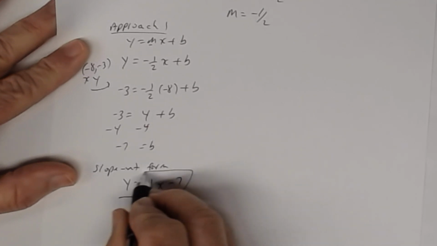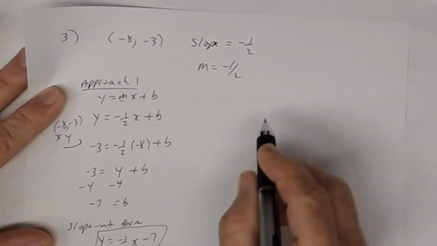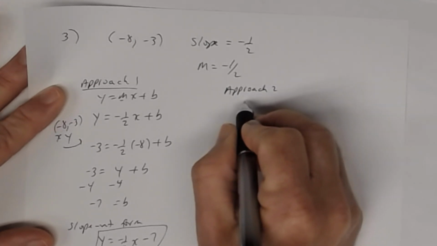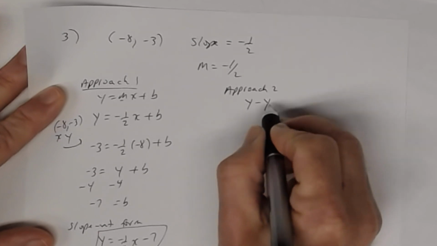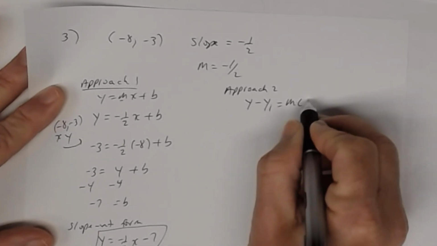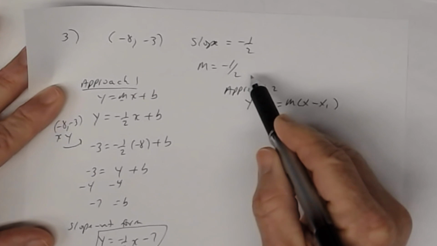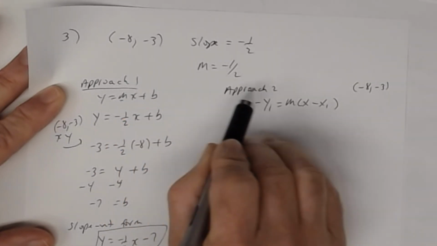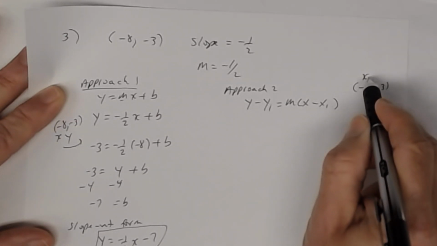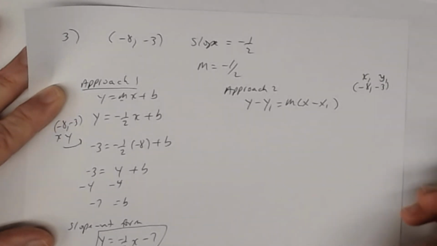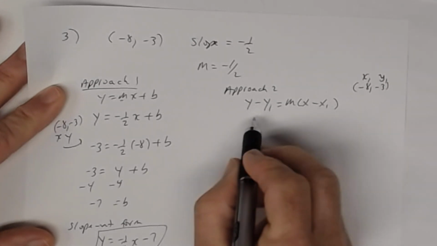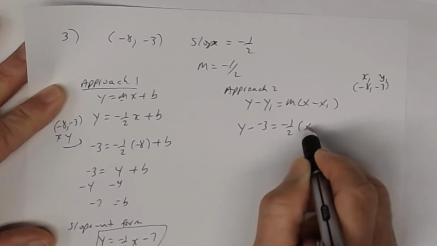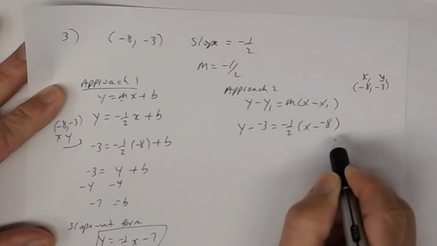So that's slope-intercept form. If you had used approach 2, you would have gotten the same answer for slope-intercept form. This time we're going to use point-slope form, though. y minus y1 equals the slope times x minus x1. We know the slope, and we know a point on that line, negative 8, negative 3. But this time we're going to let negative 8 be x sub 1, and negative 3 be y sub 1. So I get y minus a negative 3 equals the slope times x minus a negative 8.